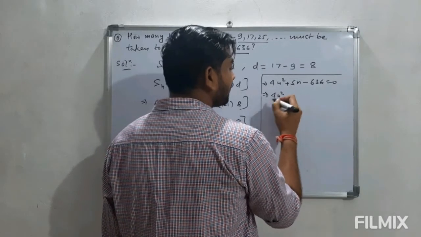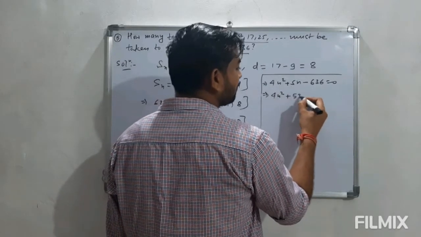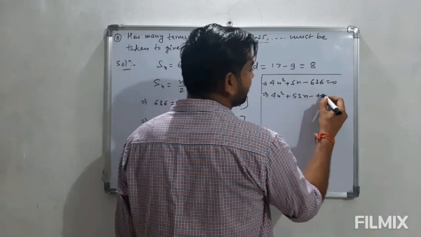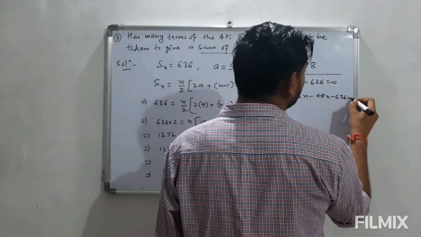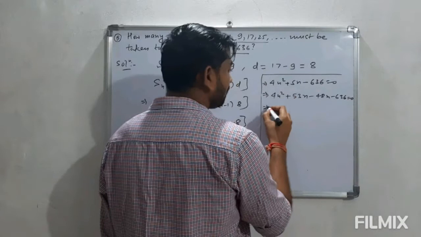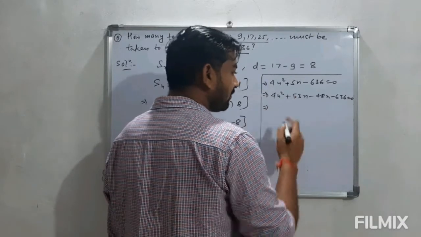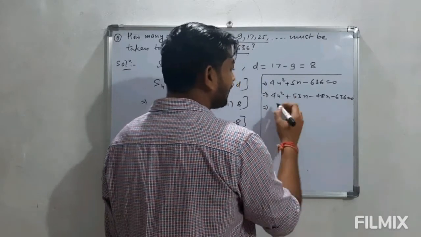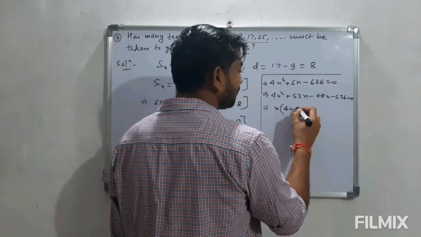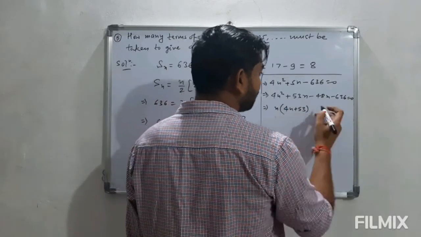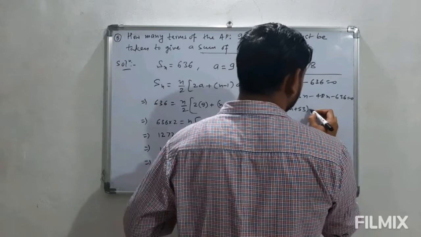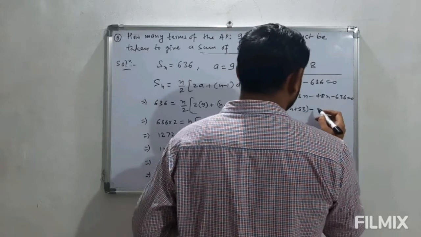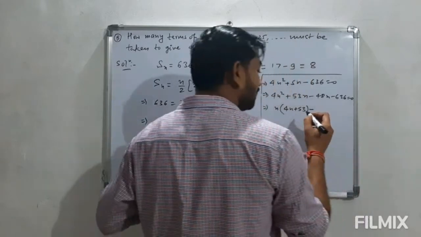So from here we can write it as 4n square plus 53n minus 48n minus 636 is equal to 0. So from here we have a very clear value: if we take n out of this, we will be getting 4n plus 53, and from here we can take out 12, that will be good.